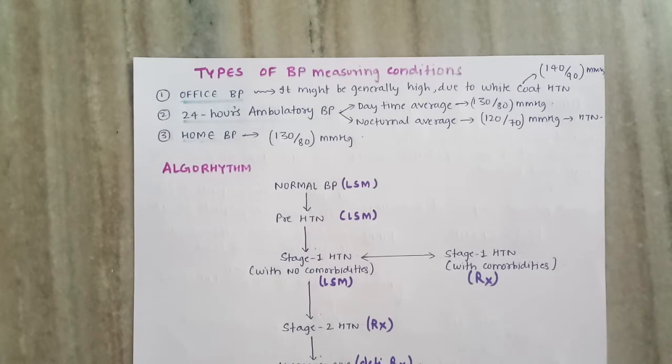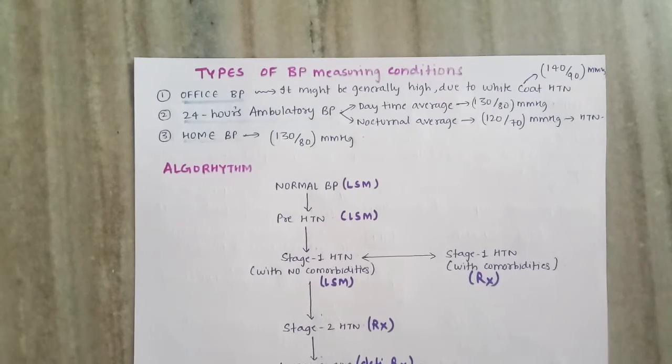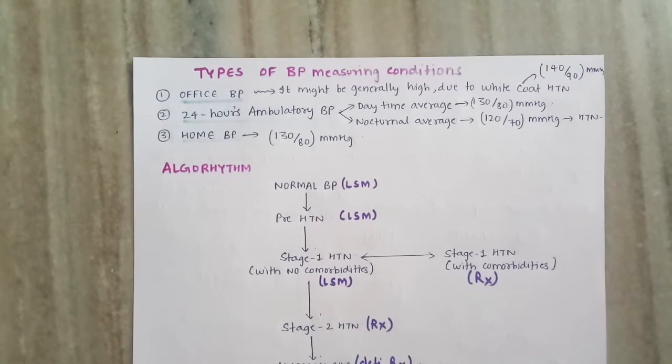We can ask the patient to check their BP at home with an electronic device. If three consecutive readings come out to be 130 by 80 mmHg or in this range, we can diagnose the patient with hypertension.